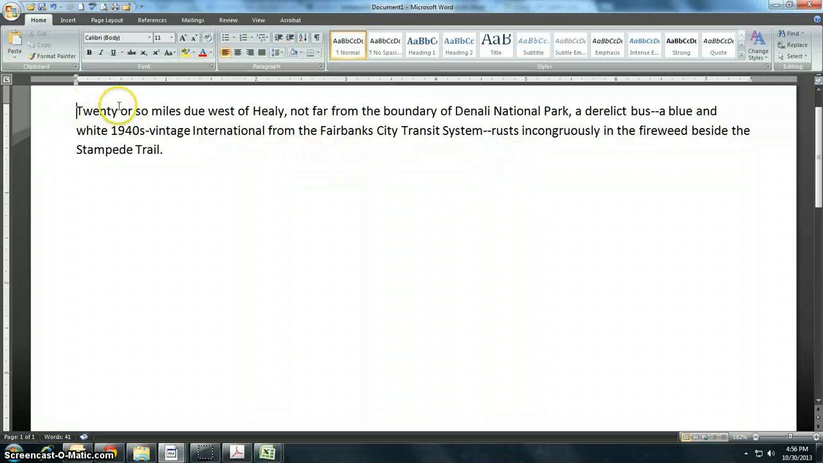You should too. 20 miles or so due west of Healy, not far from the boundary of Denali National Park, a derelict bus, a blue and white 1940s vintage International from the Fairbanks City Transit System, rusts incongruously in the fireweed beside the Stampede Trail. All right, a lot of elements in there. Let's find our independent clause. A derelict bus rusts incongruously in the fireweed beside the Stampede Trail.